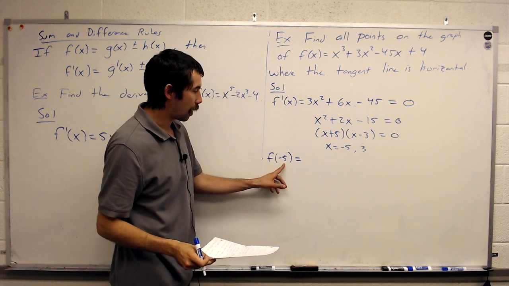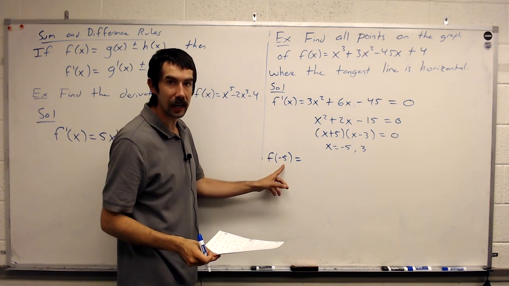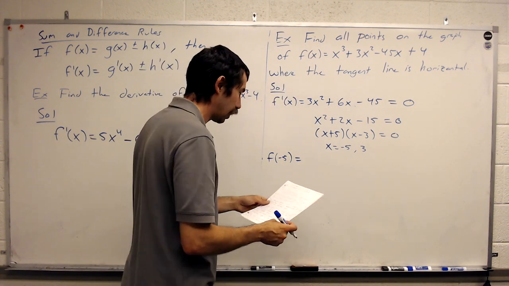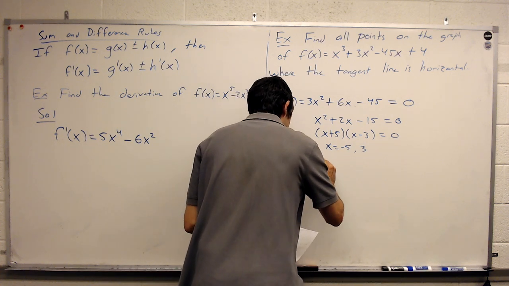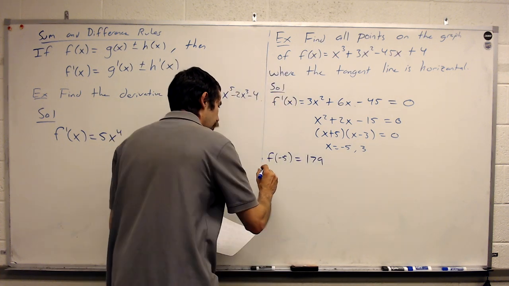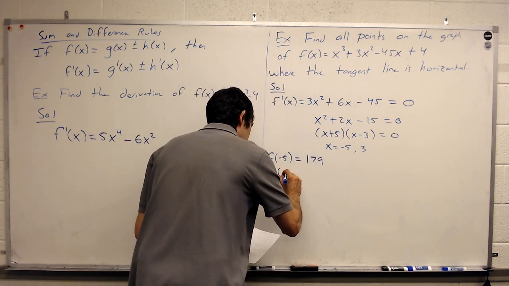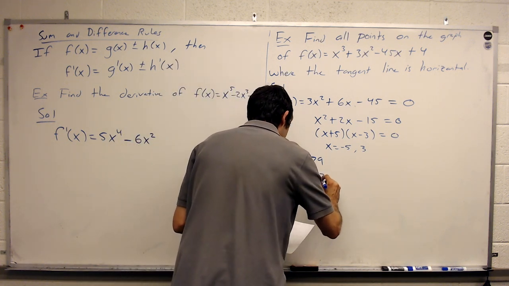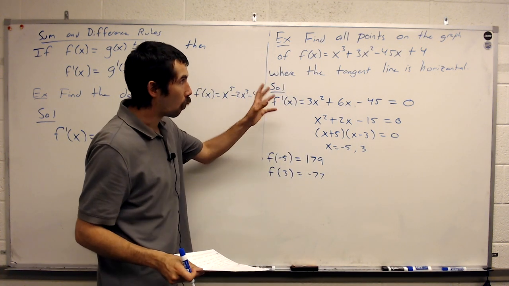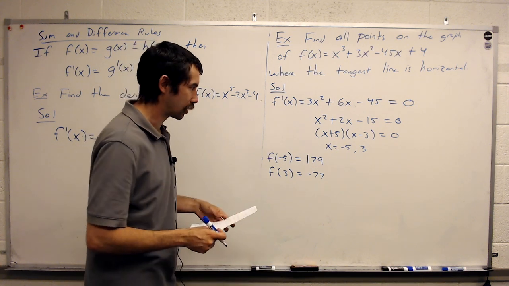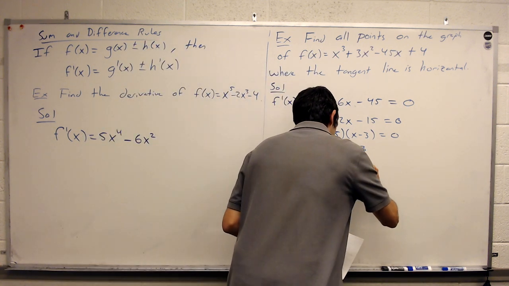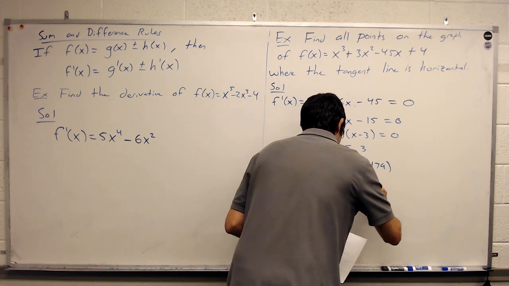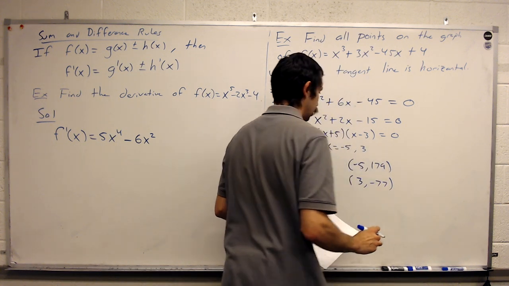All right, so we sub x equals -5 into our original function. So just type it into a calculator. You get the value of 179. And we do the same thing with 3. And we get the value of -77. So what are the points on our graph that have a horizontal tangent? Is the point -5, 179, and the point 3, -77.